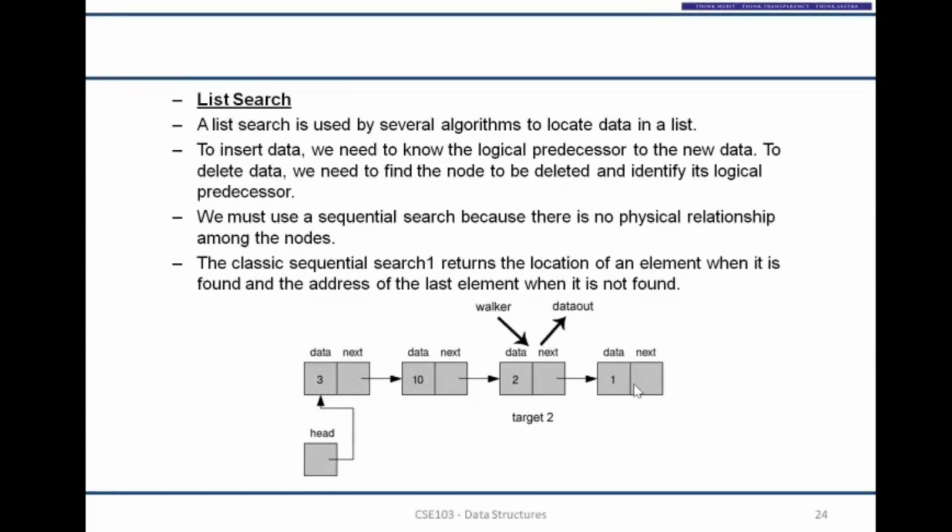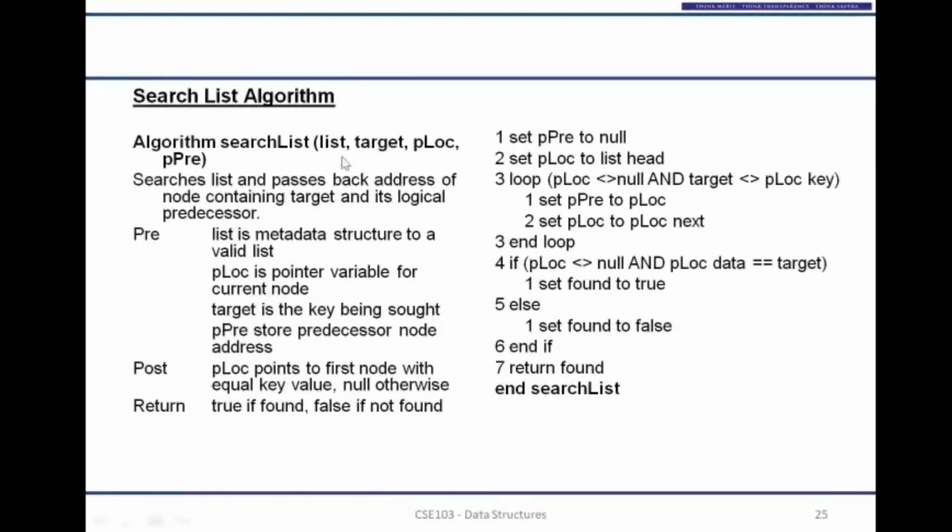Let us check the algorithm now. See here, the algorithm. What are the things we are passing? A list and the target to be searched, a p location of the element we are looking for, and a p predecessor, the predecessor node's location. Search list passes back the address of the node containing the target and its logical predecessor. These two values we are returning from this search algorithm, and also we are returning true or false. If the data is found, we return true, otherwise we return false. Initially the predecessor node's address we are setting to null.